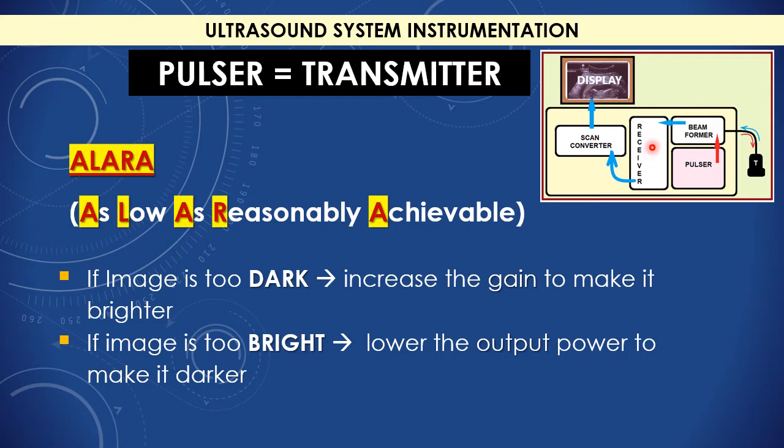What if I'm having a too bright image, and I want to make it darker? Okay, to save the patient from the high energy delivered, I will lower the output power here. So lowering the output power, I will get the image darker, and again, I'm saving the patient from the high energy delivered by the ultrasound beam.